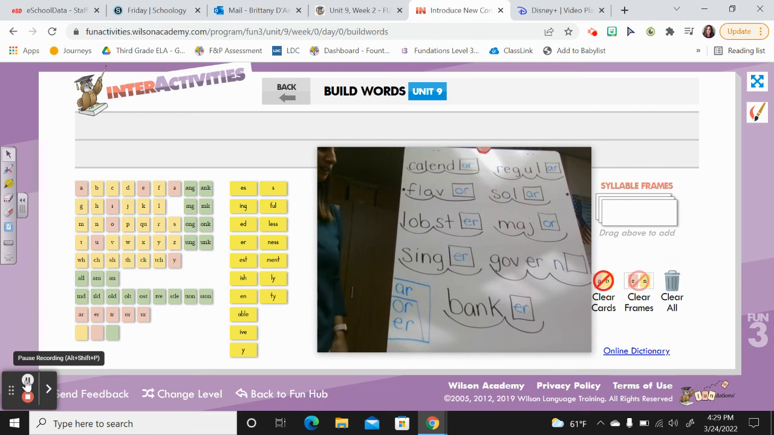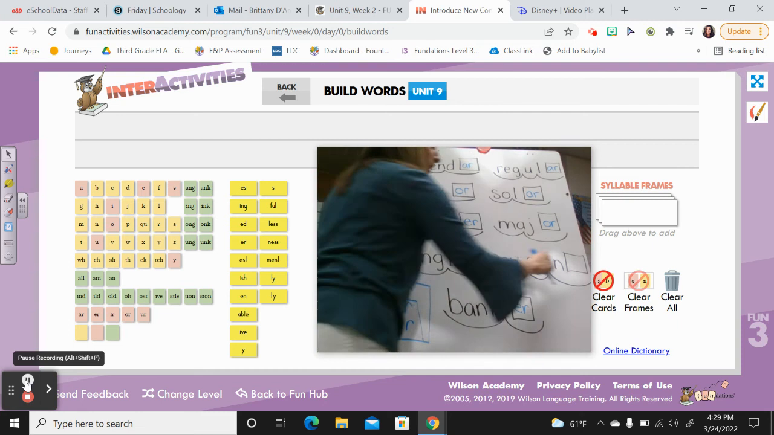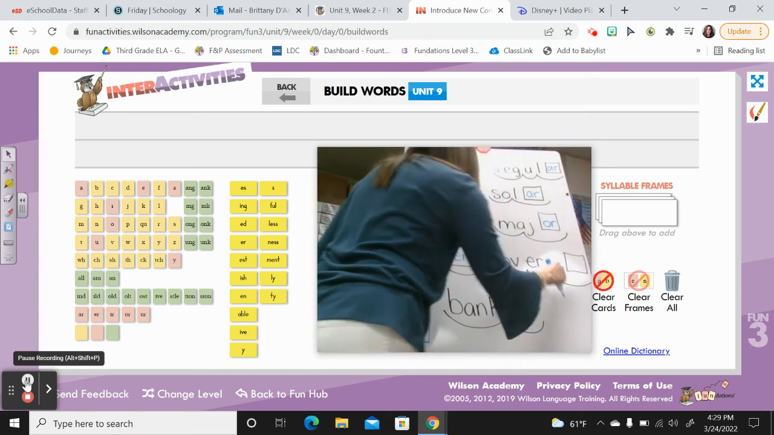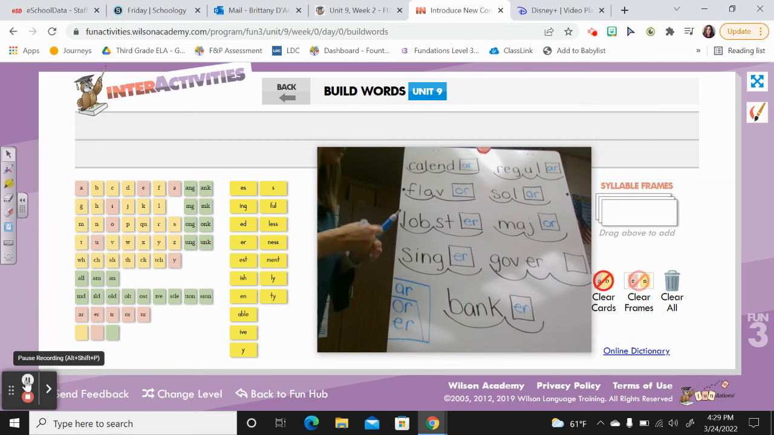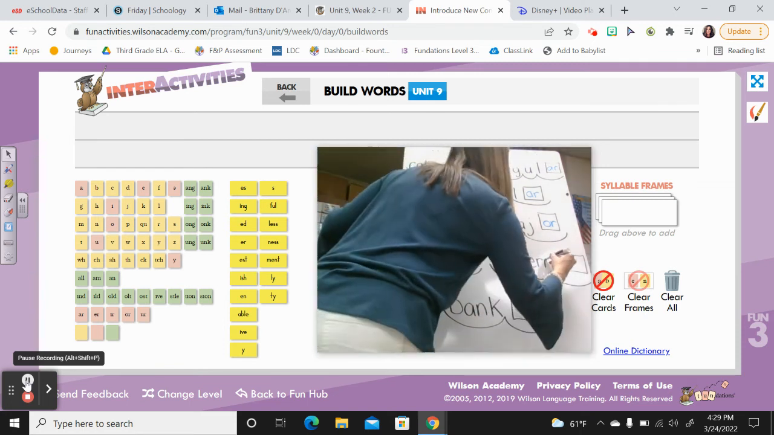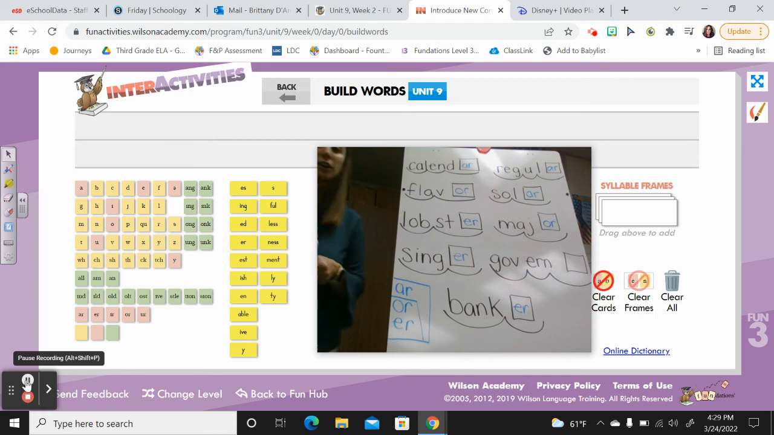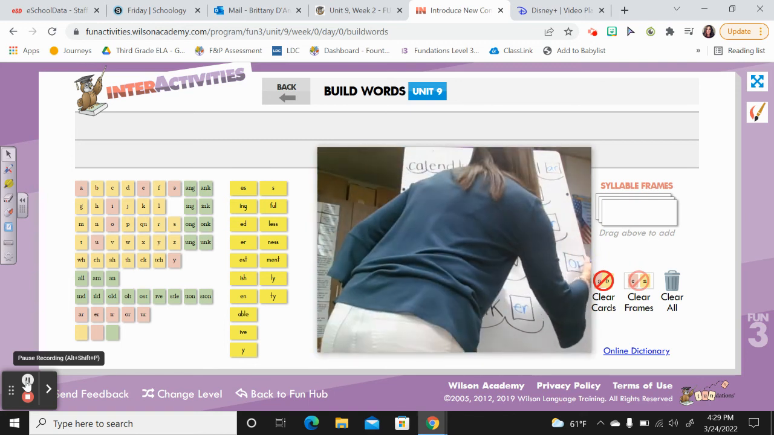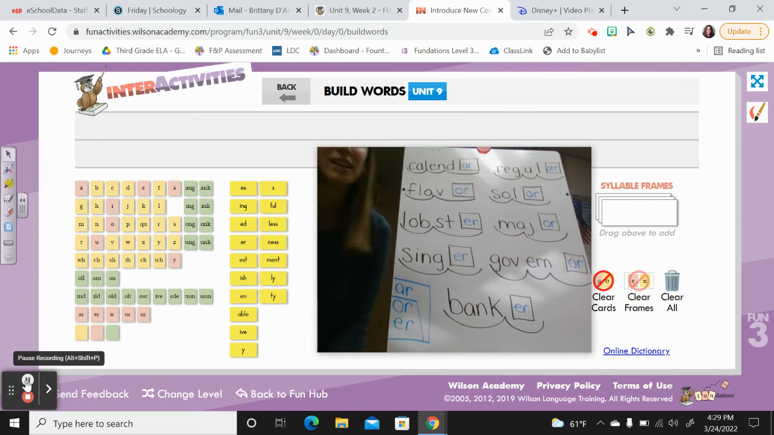Governor. Governor. Well, this is actually almost a base word too, because as I'm looking at this, it should be govern. Govern is what the governors do. A governor is a person who governs over a state or an area. Governor, is that O-R or E-R? This suffix is O-R. Very good. All right, nice work, third grade.